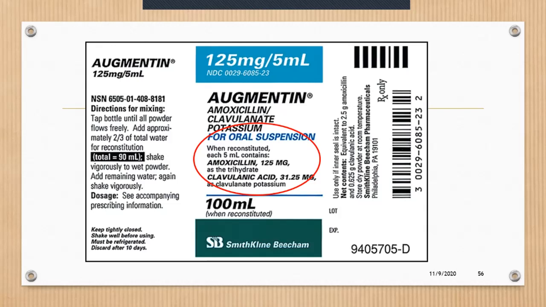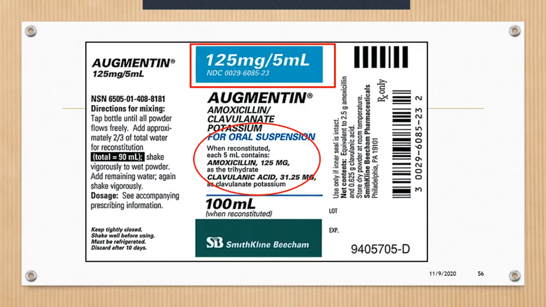So in this case, Augmentin contains two different drugs. It contains amoxicillin, 125 milligrams per 5 mL, as well as clavulanic acid, 31.25 milligrams per 5 mL. So this is a fixed dose combination suspension that contains two different drugs. And this is an antibiotic, by the way. We also need to identify, of course, the concentration, which is stated here.